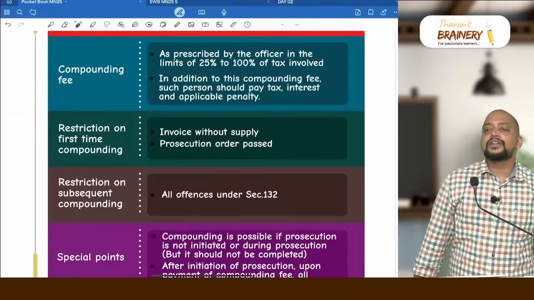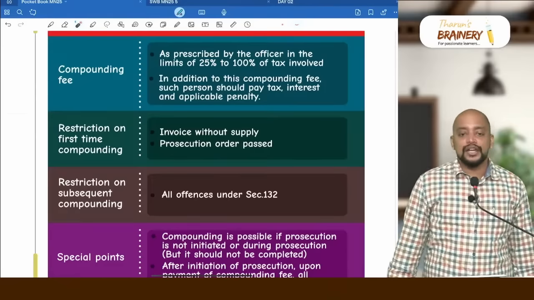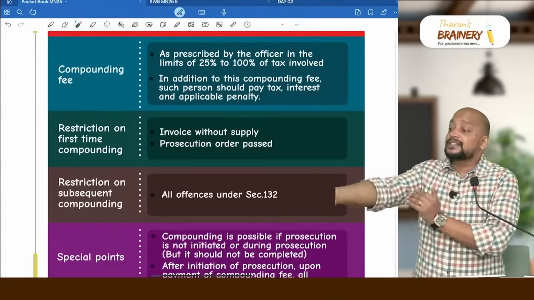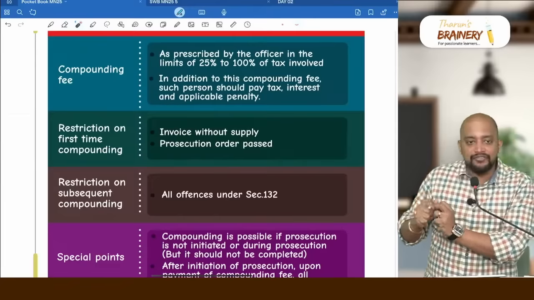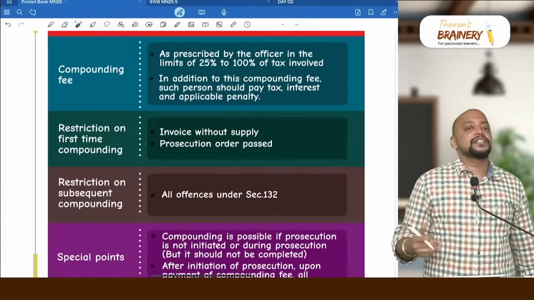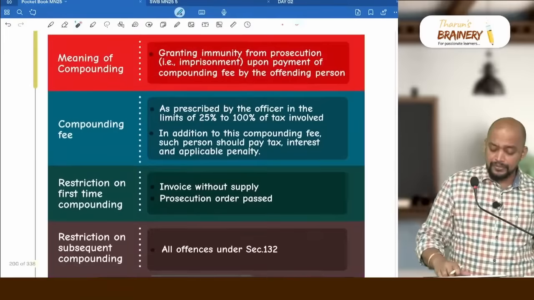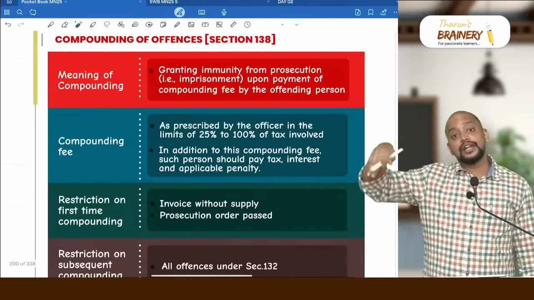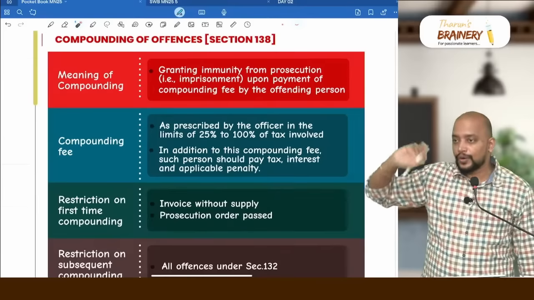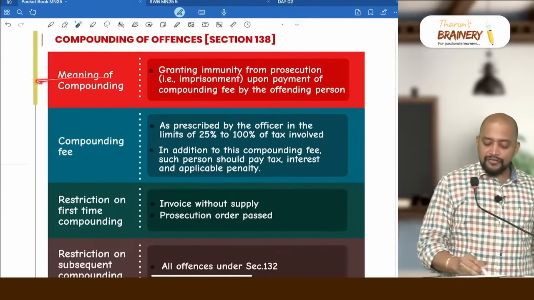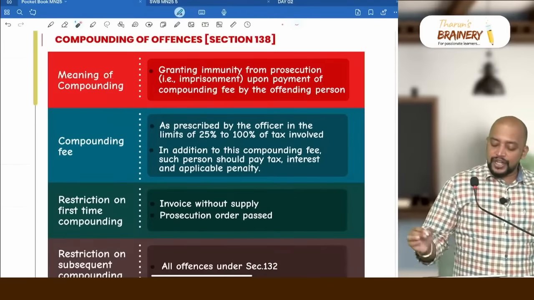The moment imprisonment order is passed, the officer also can't do anything with respect to that. Before passing the imprisonment order, he can withdraw the case after collecting the compounding fee. But the moment imprisonment order is passed, only an appeal can be made. Then that too, a regular appeal is not possible. Using a writ only we can go to the court. Okay. And the meaning of compounding is granting immunity from prosecution.